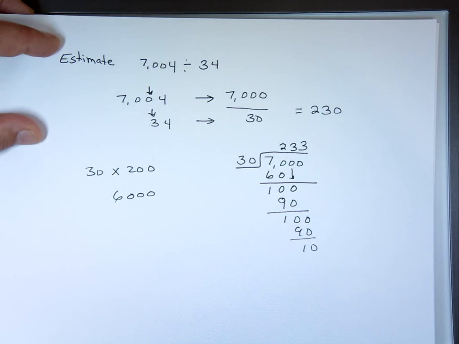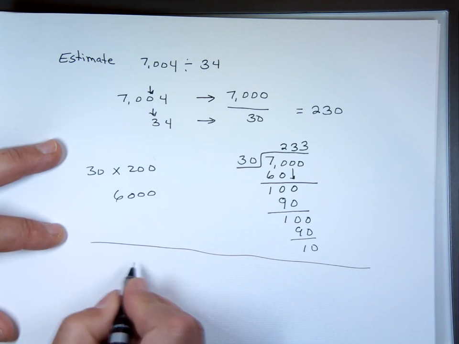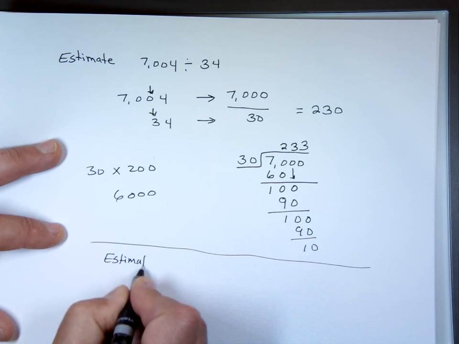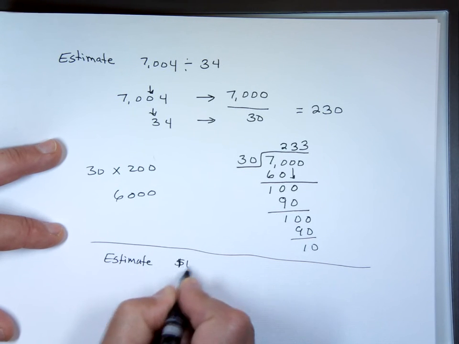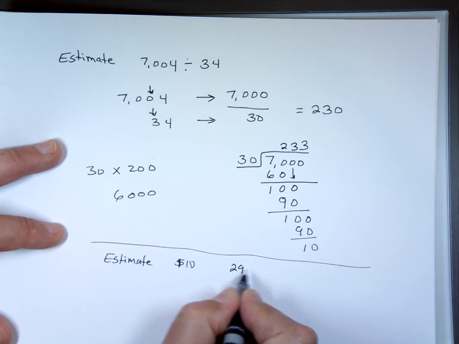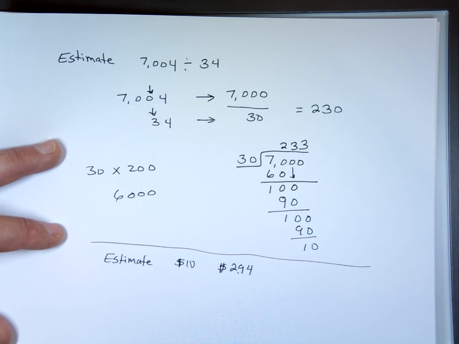Again, here's another problem. Estimate. You have $10, and you go to buy milk. The milk is $2.94 a gallon. How many gallons are you going to buy? Estimate. 3. There you go. I can buy 3 gallons. $3 roughly. That's about 3 gallons. That's all you can buy.